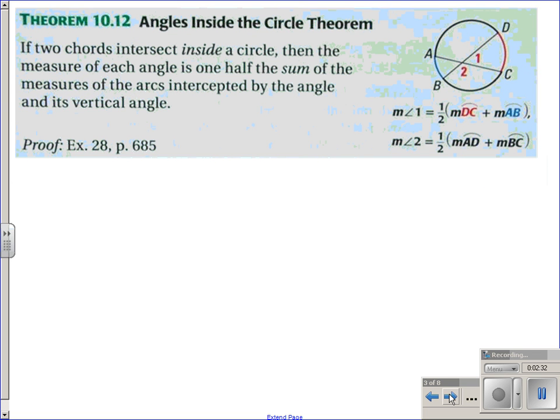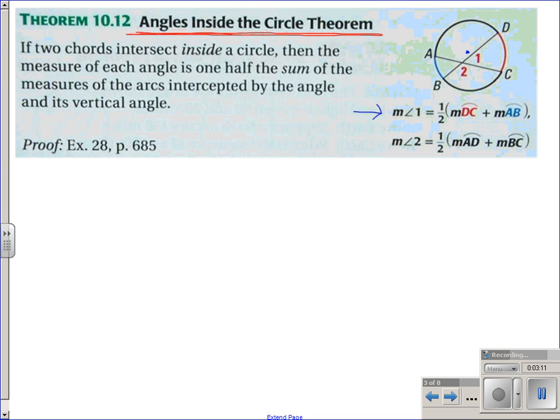Now, if the angle is inside of the circle, a different relationship. What we're talking about now is chords. Two chords intersect, not at the center of the circle. Looking at this picture, the center of the circle would be like this point right there. Neither chord is a diameter. There are no radii involved. It's just two chords intersecting. The angle formed is half the sum of the intercepted arcs.